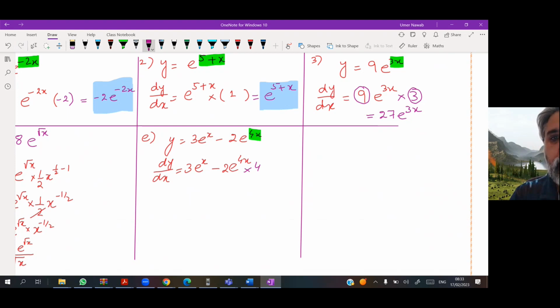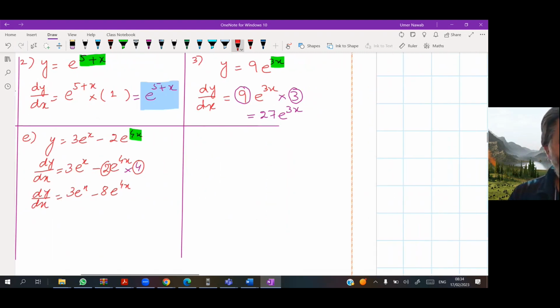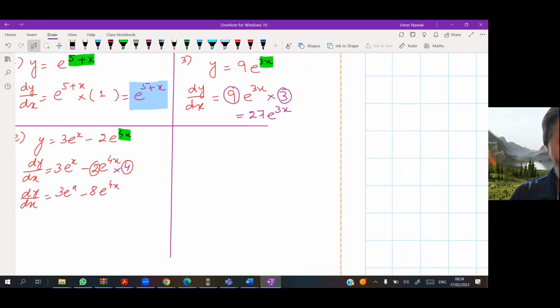Okay, so my final answer comes to me 3e^x, 2 times 4 is 8 e raised to power 4x. Let's go to the F part.